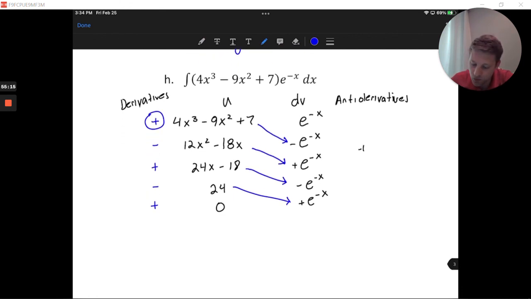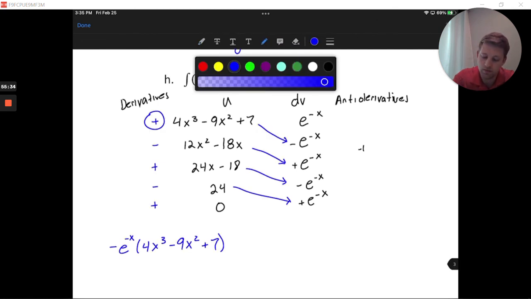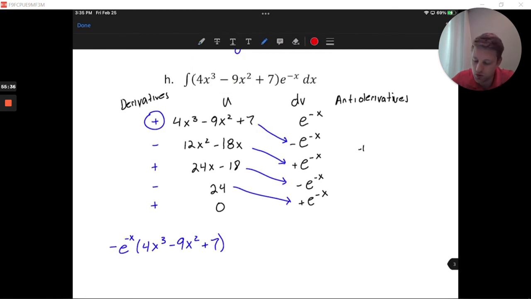So in this case, first term will be positive, and we'll start with 4x to the third minus 9x squared plus 7 times the exponential, and I'm going to just tack this on the front, negative e raised to the negative x. So that's term number 1. We have term number 2 that's going to be negative. So this would be negative.